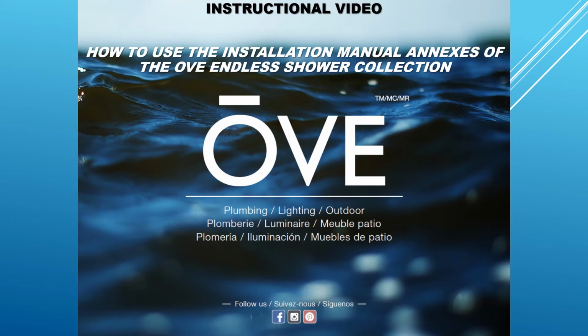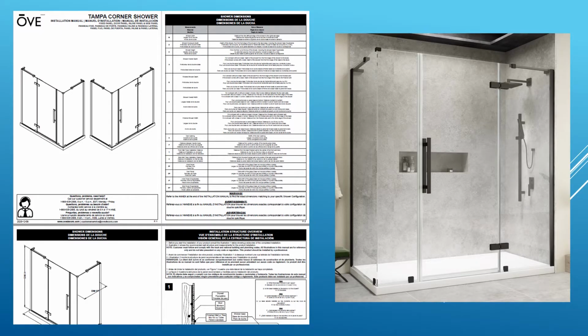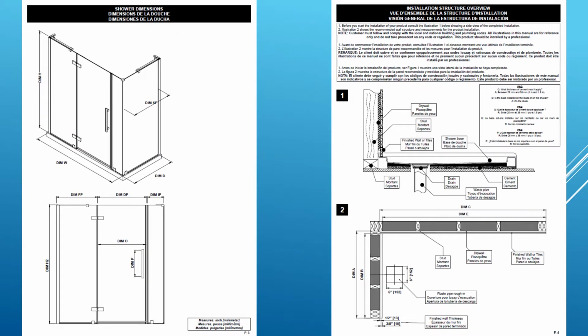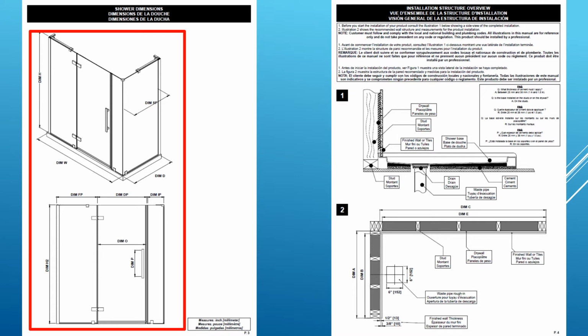Welcome to this instructional video, which will cover how to use the annexes contained in the installation manuals of your OVE Decor shower from the Endless collection. The installation manual booklet starts by showing and listing all the required measurements that are needed to install this shower kit. It lists the different width, depth, height, glass panel sizes, and other dimensions.